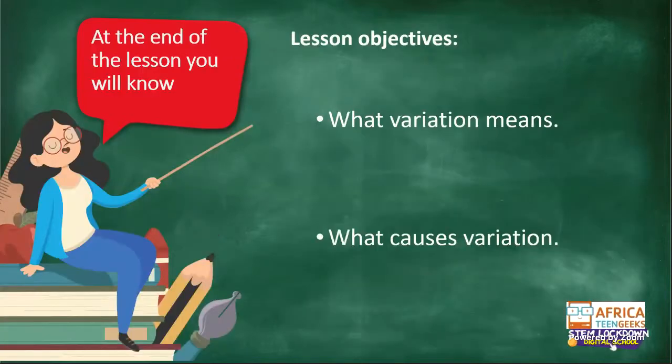Okay, so the objective is going to be what variation means. We already touched on that. It means the differences between some of the organisms in the same species. And then we want to know what causes variation, and we are going to have a look at that. The word adaptation is going to come to mind there, as well as the way in which they reproduce. So we'll have a look at both of those in a minute.